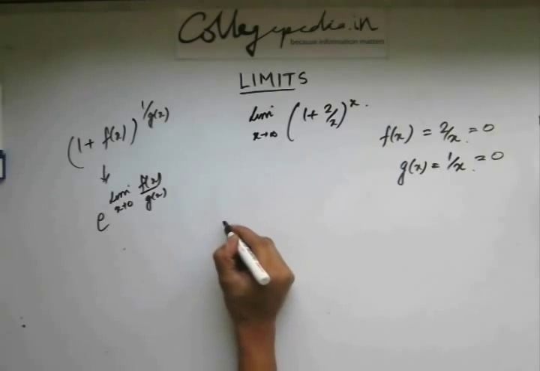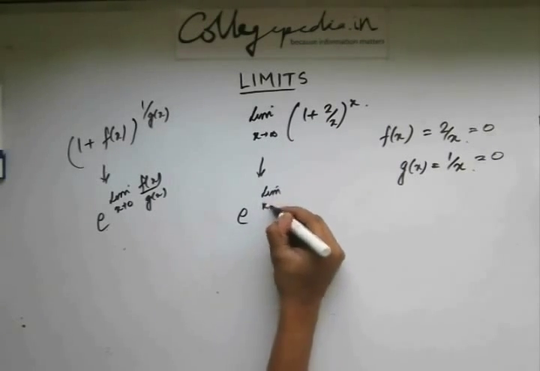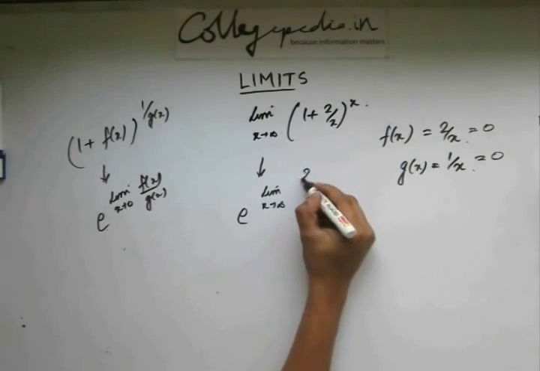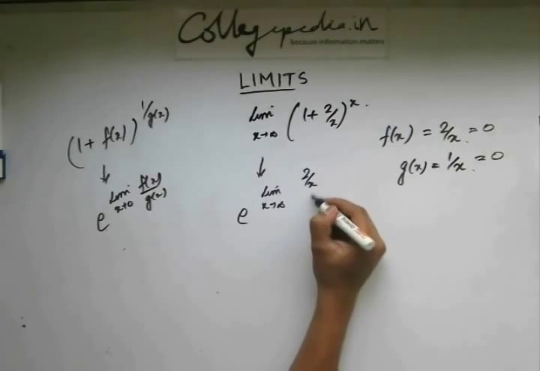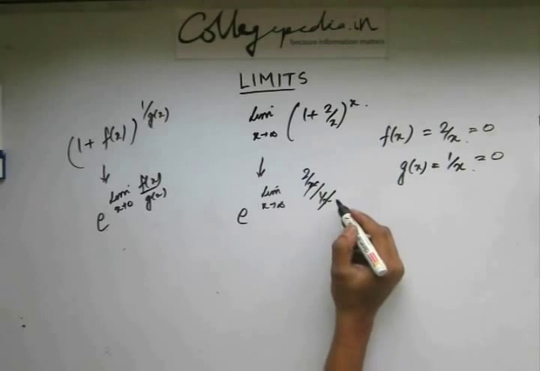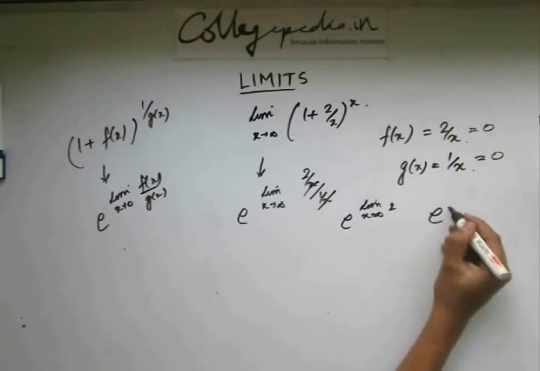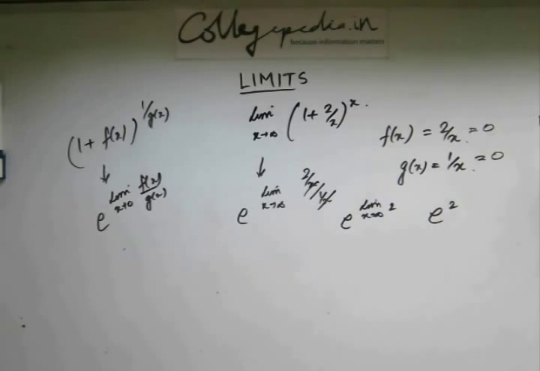So let's write this. This gets converted to e to the power limit x approaches infinity, f x is 2 by x and g x is 1 by x. So x gets cancelled. So I have a 2 here. So it's limit x approaches infinity of constant 2. So it's nothing but e square. So e square is the answer to this question. So this is how we have evaluated this limit.